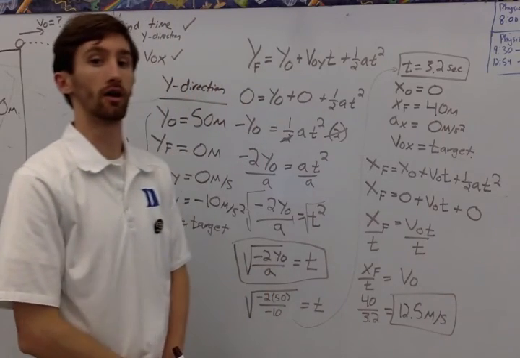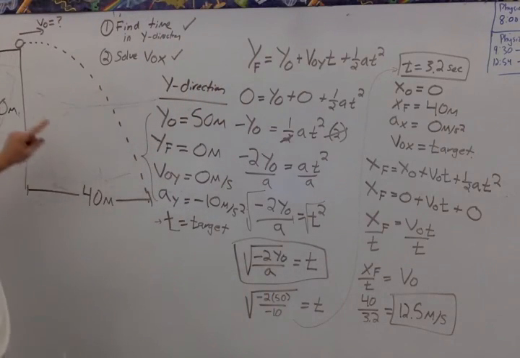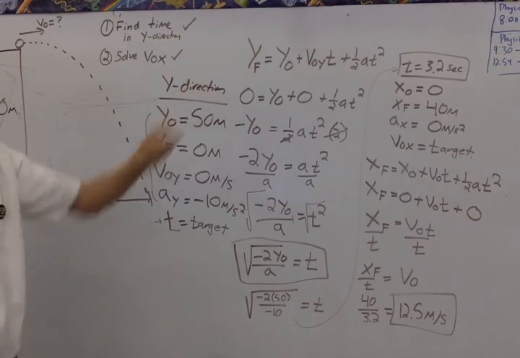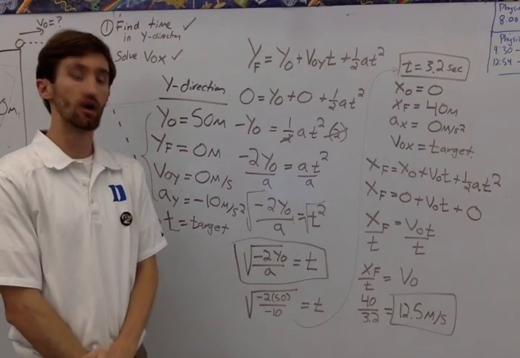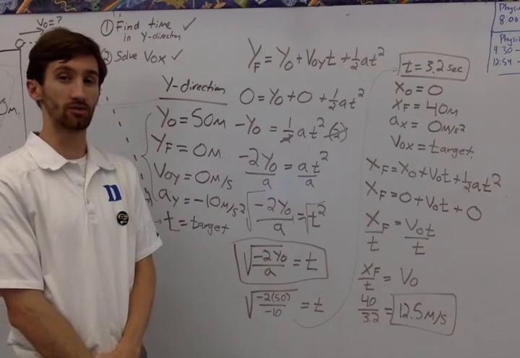So we know that our initial velocity when we are first launched off of the cliff is 12.5 meters per second. So that is how we solve question number 1 in the practice problem.